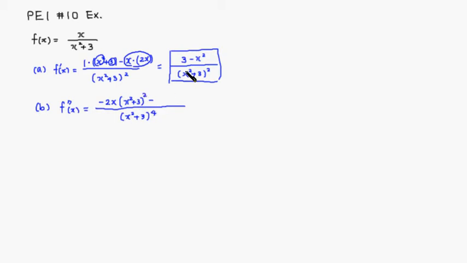minus the top, which is 3 minus x squared, times the derivative of the denominator. So in this case, 2 in front, keep the same quantity x squared plus 3, then subtract 1 from the power, so it's first power, and multiply by the derivative of the inside function, which is 2x. So we have that.